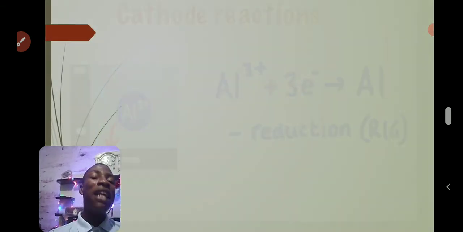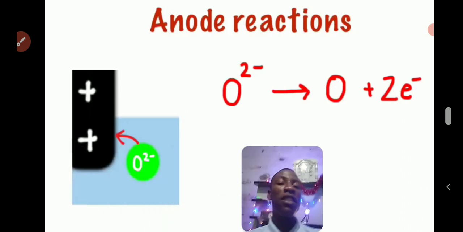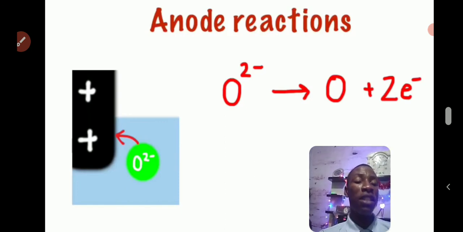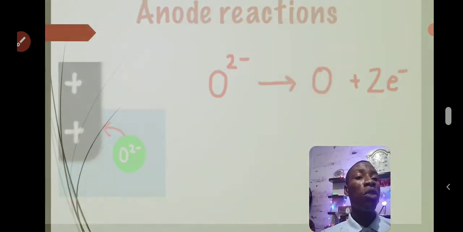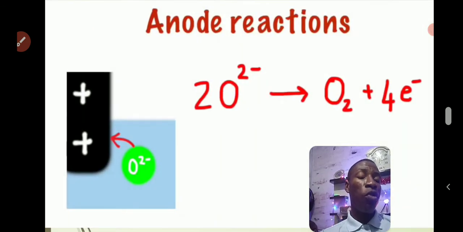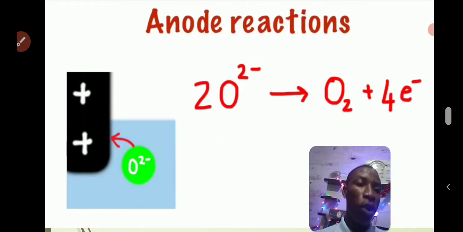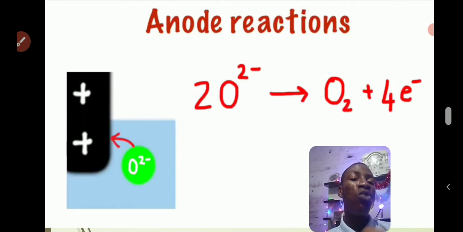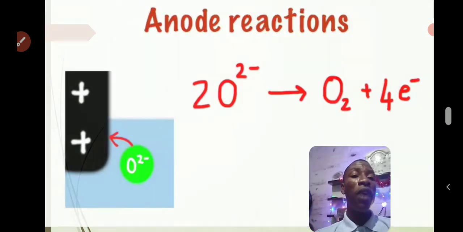So at the anode, the oxide ion will lose 2 electrons. You can see at the anode, the oxide ion will lose 2 electrons and turn to oxygen. But remember that oxygen is diatomic, so we need 2 atoms of oxygen to form an oxygen gas. So what will happen is this: eventually the 2 oxide ions will be losing 4 electrons overall. So this is what will happen at the anode. 2 oxide ions become oxygen gas, losing 4 electrons.